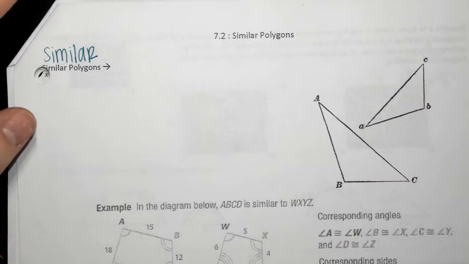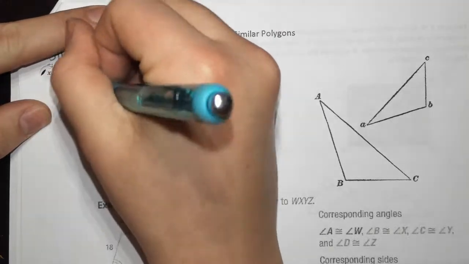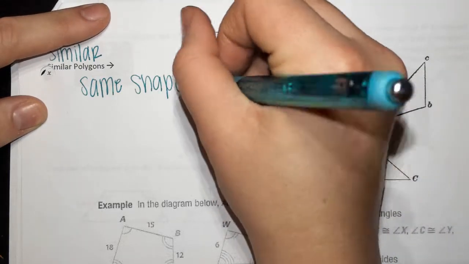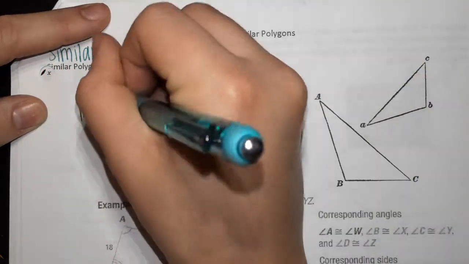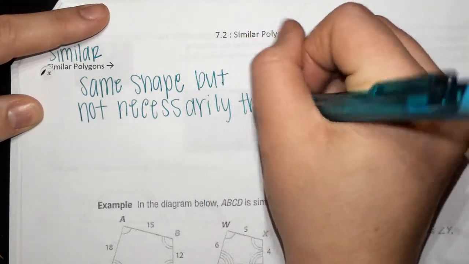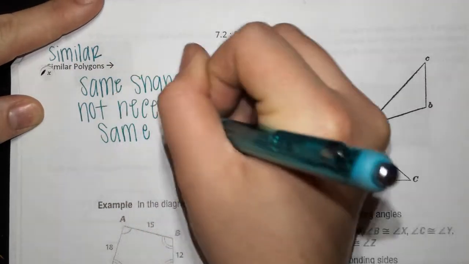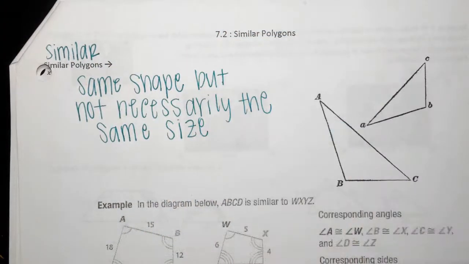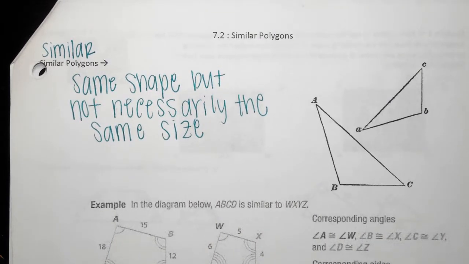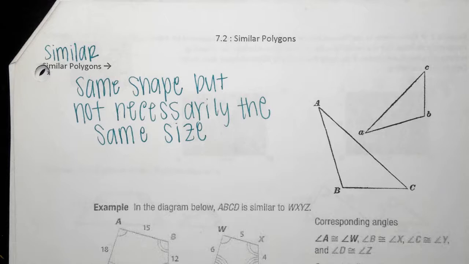Okay, and this is what similar polygons mean. They are the same shape, but not necessarily the same size. Kind of like a model and an actual. There can be a smaller figure and a bigger figure. They're similar, they're the same shape, but they're not the exact same dimensions.